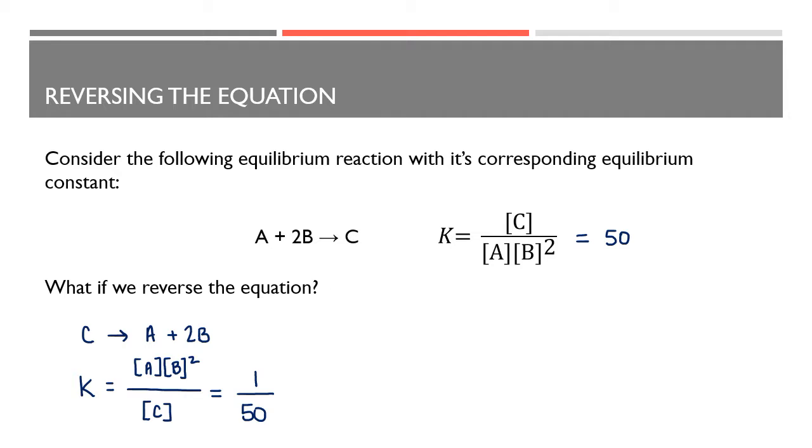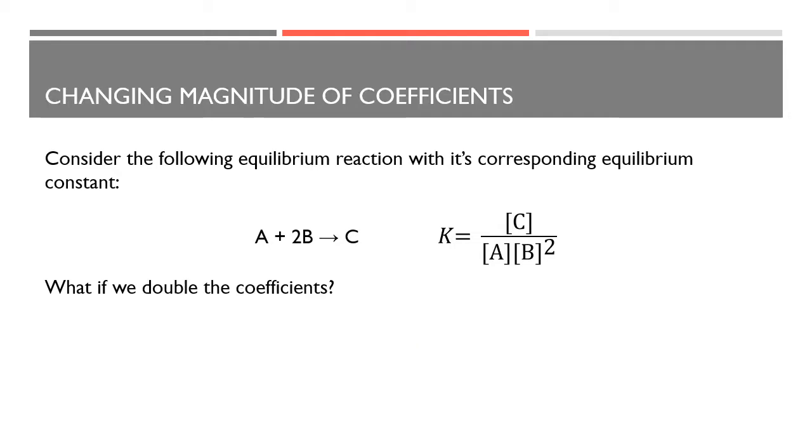So writing an overall rule for if we reverse the equation, the equilibrium constant will be the reciprocal. The new equilibrium constant will be the reciprocal of the old one. So our new one will be 1 over K.